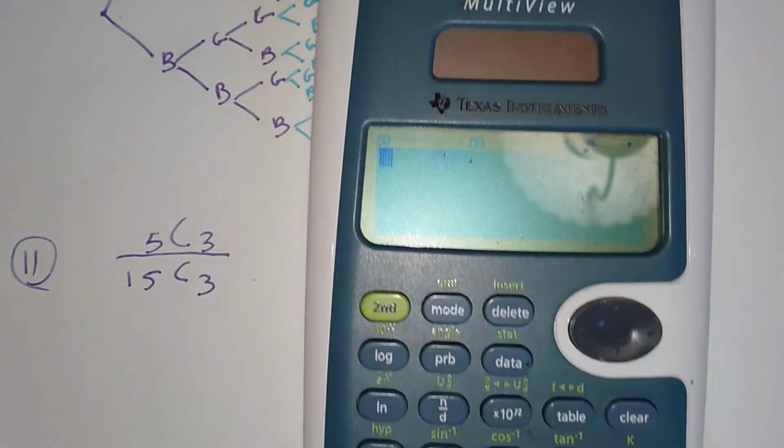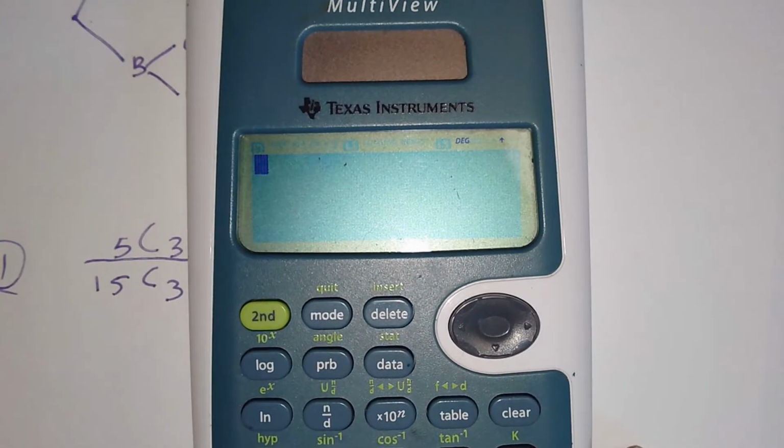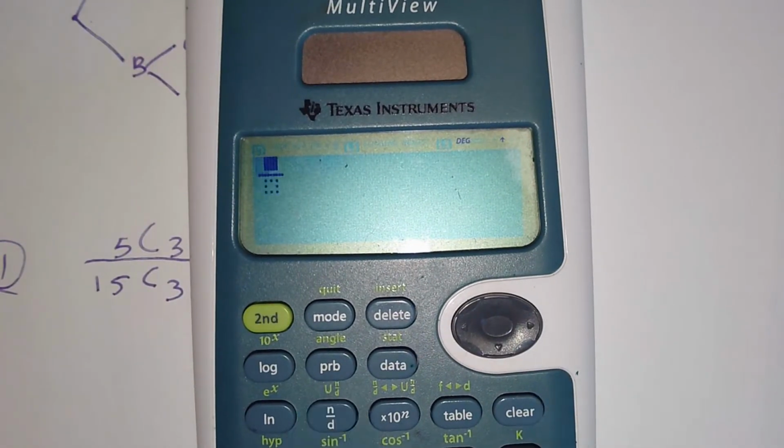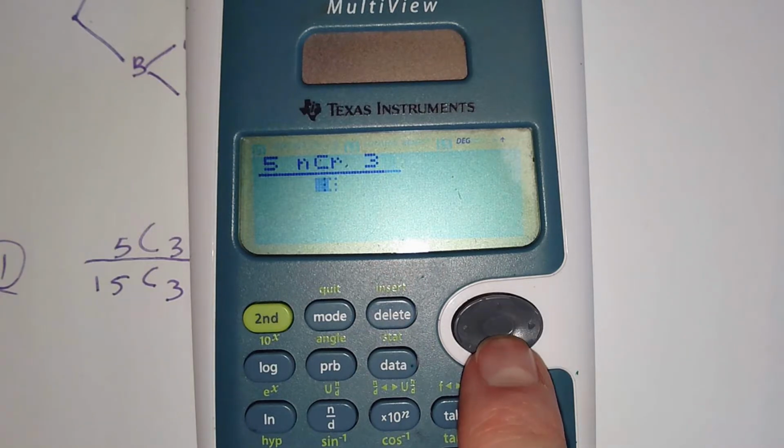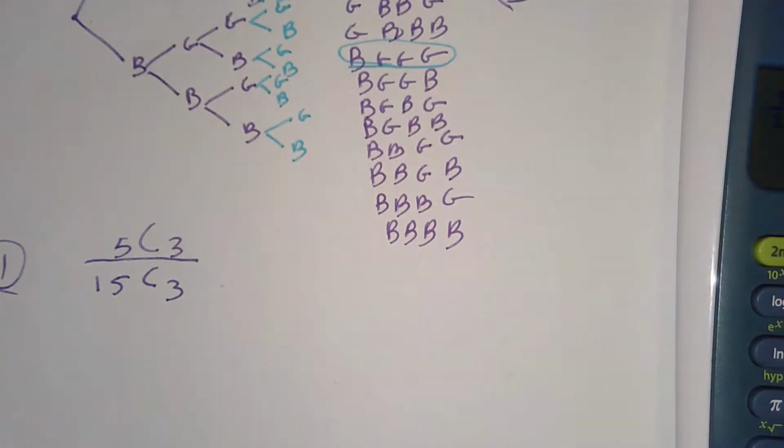Alright, so let's put that in our calculator. So I'm going to do my fraction key, 5, PRB key, option number 2, so we get nCr 3. I'll get my down arrow, I'm going to type my 15, probability key, option 2, 3. Enter. That gives us 2 over 91.